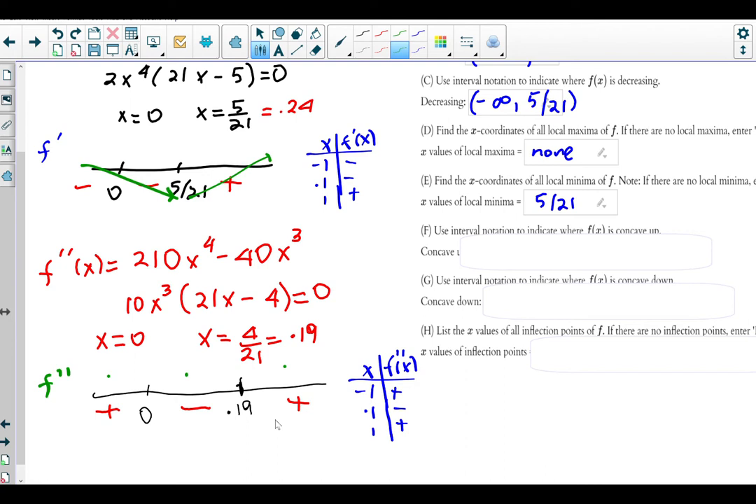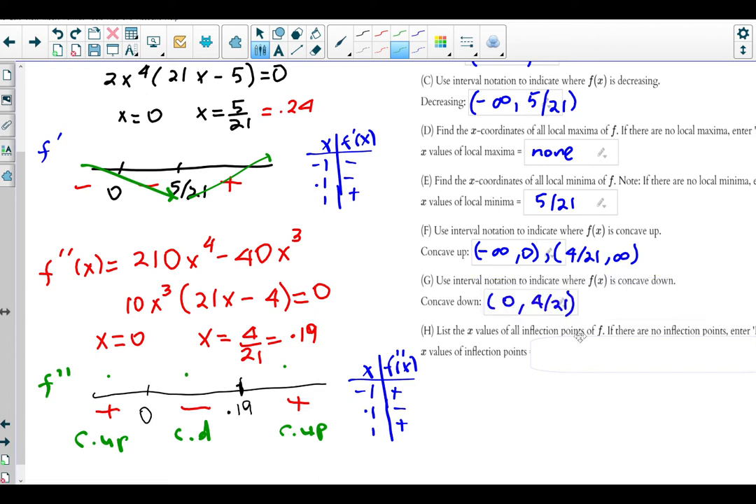So no arrow signs, right? This indicates concavity. So we're saying concave up, concave down, and concave up. So we can fill in the blanks. Where is it concave up? In two intervals, right? Negative infinity to 0, but also from 4/21 to infinity. Where is it concave down? In the middle, from 0 to 4/21. And what are the inflection points? These two, because concavity changed across them, 0 and 4/21. And if need be, we can substitute them into the original function to get the y coordinates.